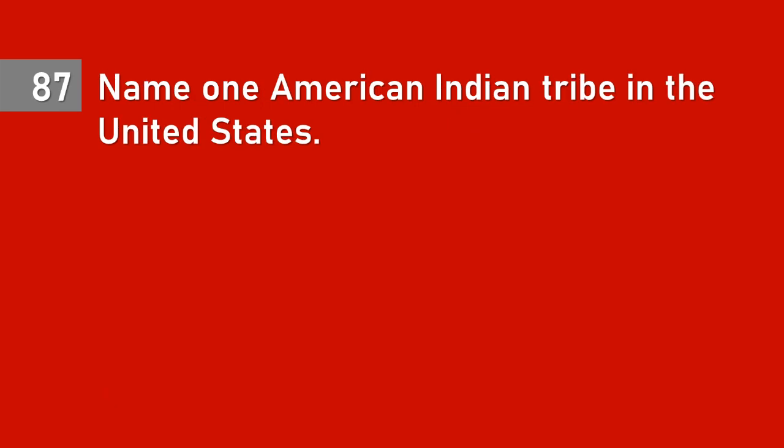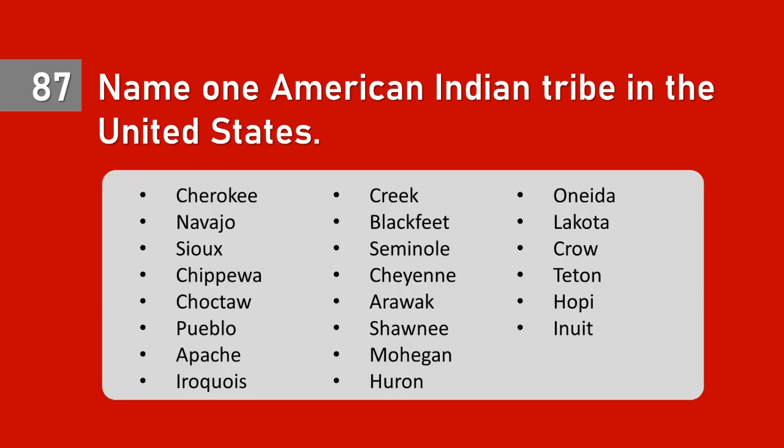Question 87. Name one American Indian tribe in the United States. Cherokee. Navajo. Sioux. Chippewa. Choctaw. Pueblo. Apache. Iroquois. Creek. Blackfeet. Seminole. Cheyenne. Arawak. Shawnee. Mohegan. Huron. Oneida. Lakota. Crow. Teton. Hopi. Inuit.